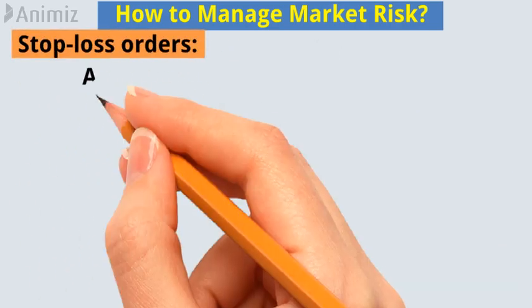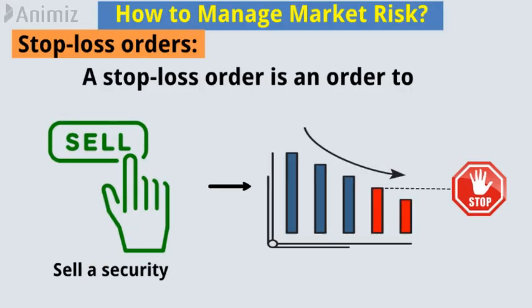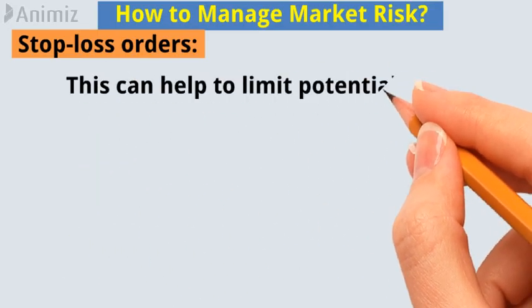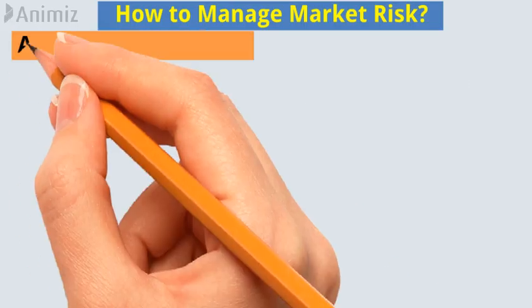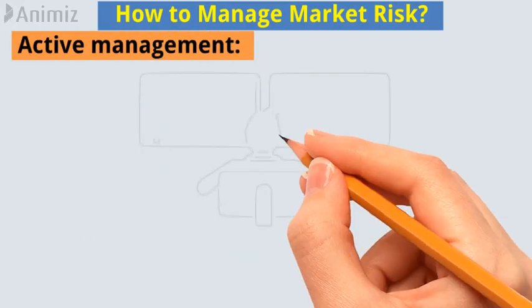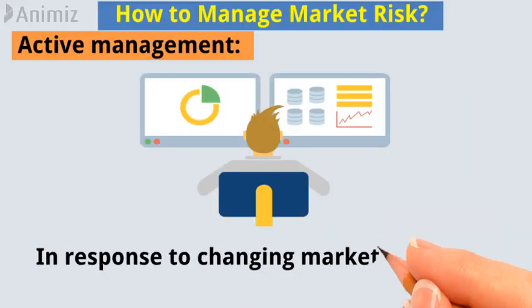Stop-loss orders. A stop-loss order is an order to sell a security once it reaches a certain price. This can help to limit potential losses in the event of a market downturn. Active management. Active management involves regularly monitoring and adjusting a portfolio in response to changing market conditions.